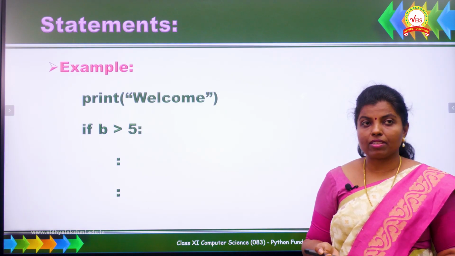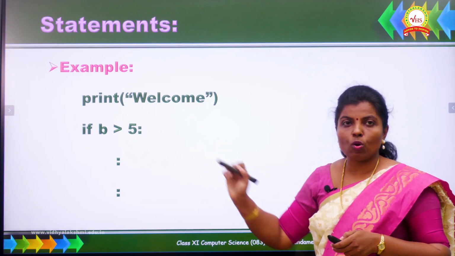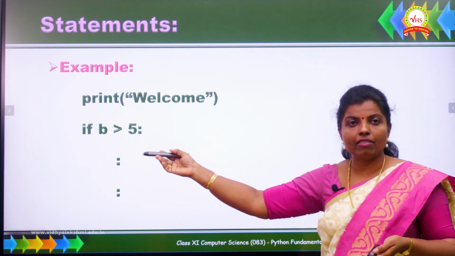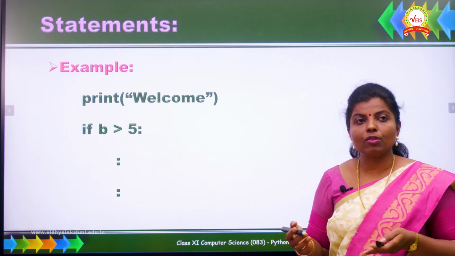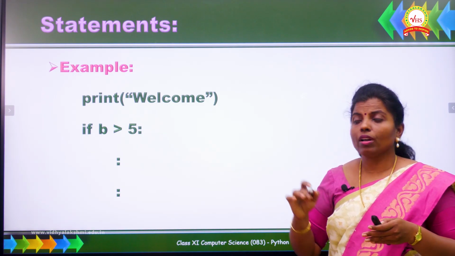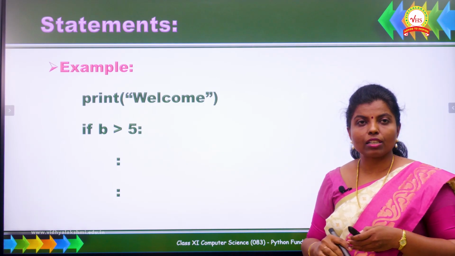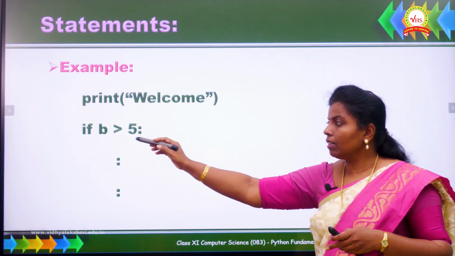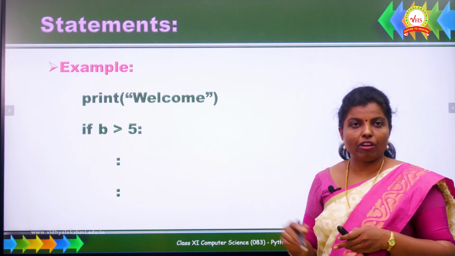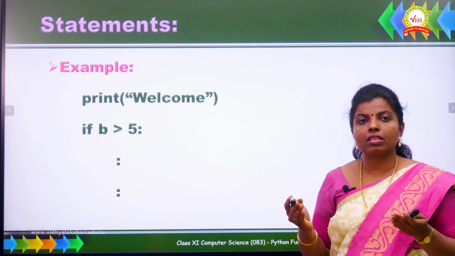So let us see some examples. You can see here print within parenthesis, welcome within quotes is given. When we execute this code, followed by we have an if condition also. When we execute this code, this print statement will be yielding a value. So it will be printing the value welcome in the interactive IDE. But here, this if statement, when we execute, if b greater than 5 is given. So when this is executed, it will be checking whether b is greater than 5.